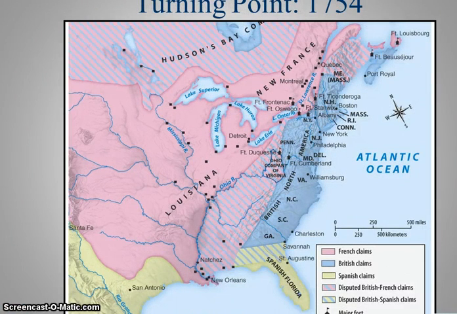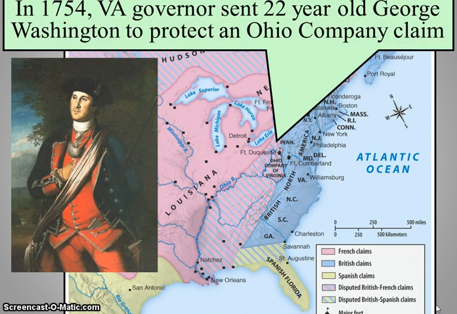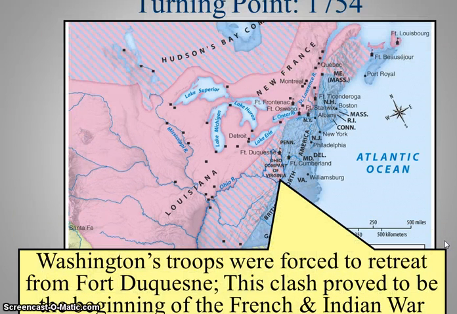So here is the turning point with the disputed land in 1754. The Virginia governor sent 22-year-old George Washington to protect the Ohio Company claim in this Ohio River Valley at Fort Duquesne. Washington's troops were forced to retreat from Fort Duquesne, and this clash actually began the French and Indian War.